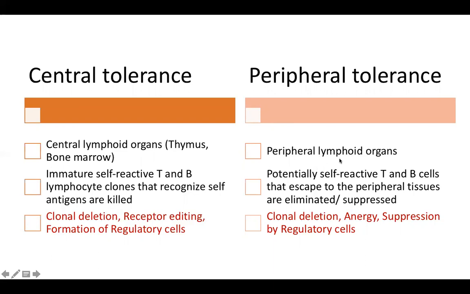So basically what I'm trying to say is that central tolerance means where the random gene recombination is happening, where the receptors are getting formed. So at that stage itself you tell them, basically in your childhood only you explain that this is our family, you don't marry here. Whereas this is where now they have become adults, now they are no more children, and they are still meeting, they have not learned their lessons.